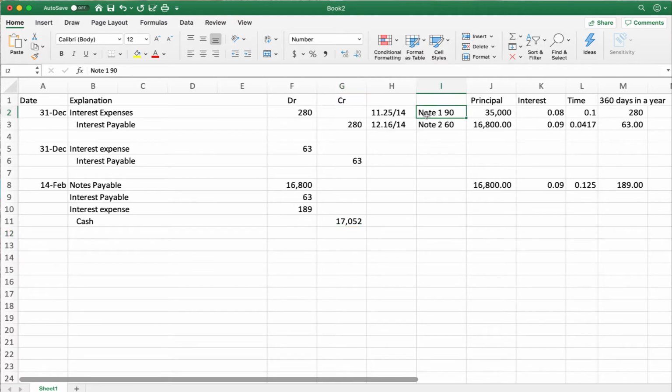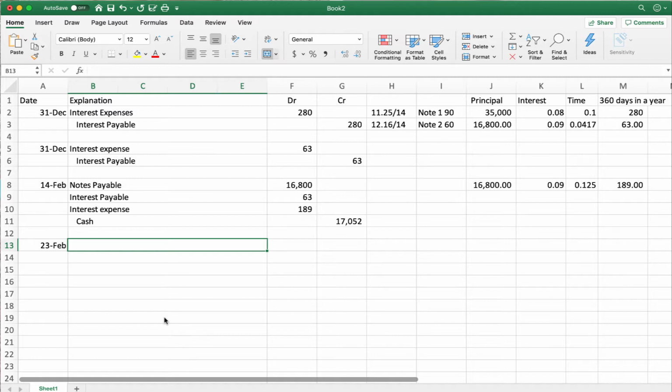Now, I need to pay note 1. Note 1 was a 90-day note, right? So from 11/25, I need to count out 90 days. Okay? That ends up being February 23rd. February 23rd, I got to repay note 1.